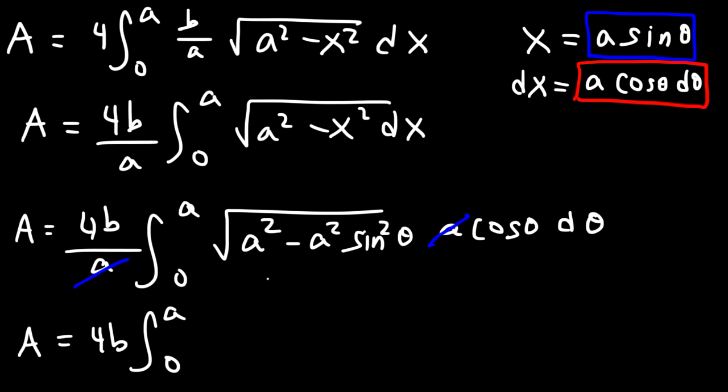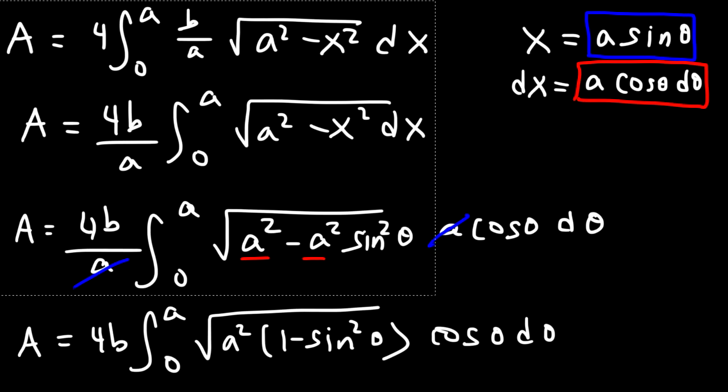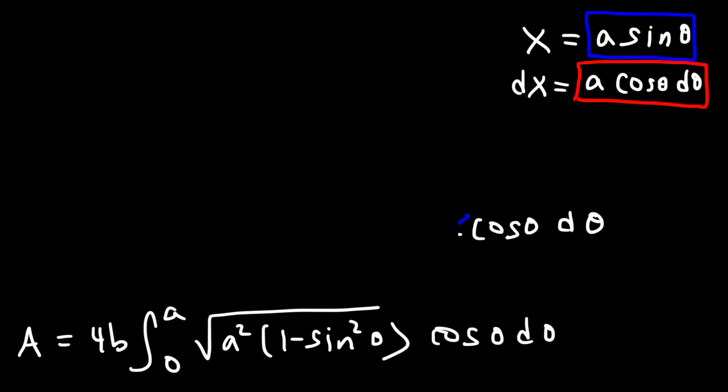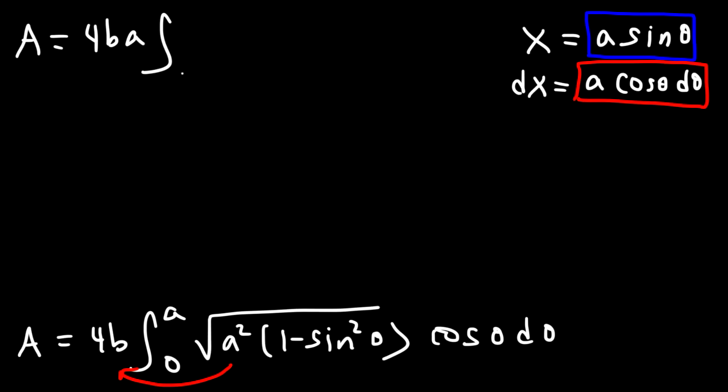So at this point, I'm going to factor out a squared inside the square root. So I'm going to have the square root of a squared times 1 minus sine squared theta, and then I have cosine theta d theta. The square root of a squared, that's going to come out as a. So I have the area is going to be 4b times a times the integral from 0 to a.